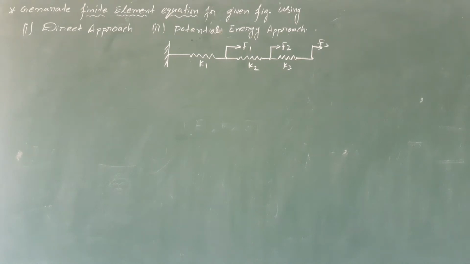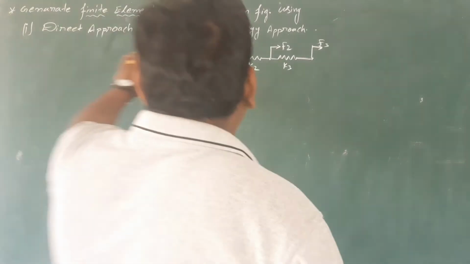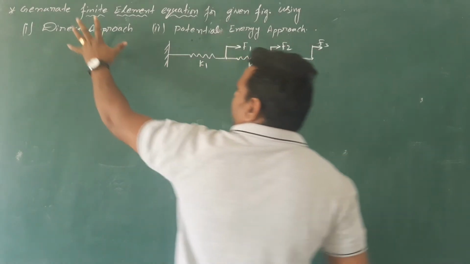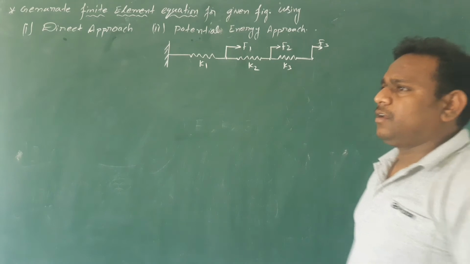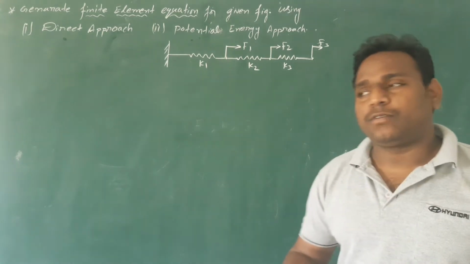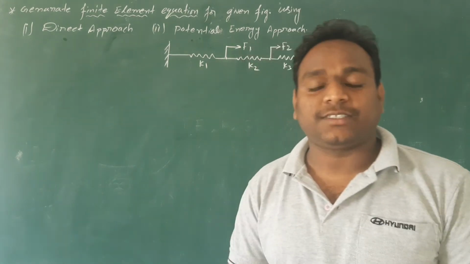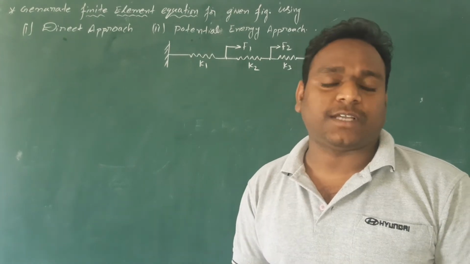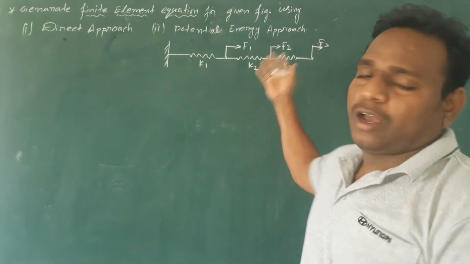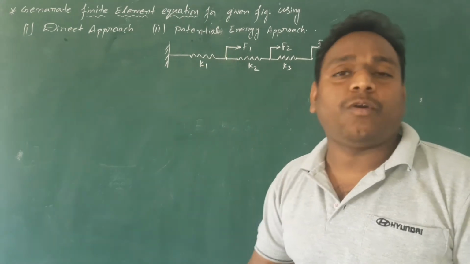Now we are going to generate a finite element equation for a given figure. This is our given figure, using the direct approach and the potential energy approach. Every machine consists of a number of elements, such as spring elements, and somewhere shafts are there. So springs are also a mandatory component in our machine.